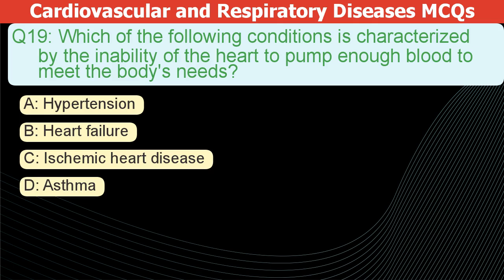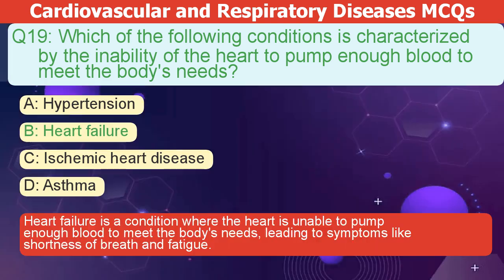Which of the following conditions is characterized by the inability of the heart to pump enough blood to meet the body's needs? A. Hypertension. B. Heart failure. C. Ischemic heart disease. D. Asthma. The correct answer is B. Heart failure is a condition where the heart can't pump enough blood to meet the body's needs. This leads to symptoms like shortness of breath and fatigue.